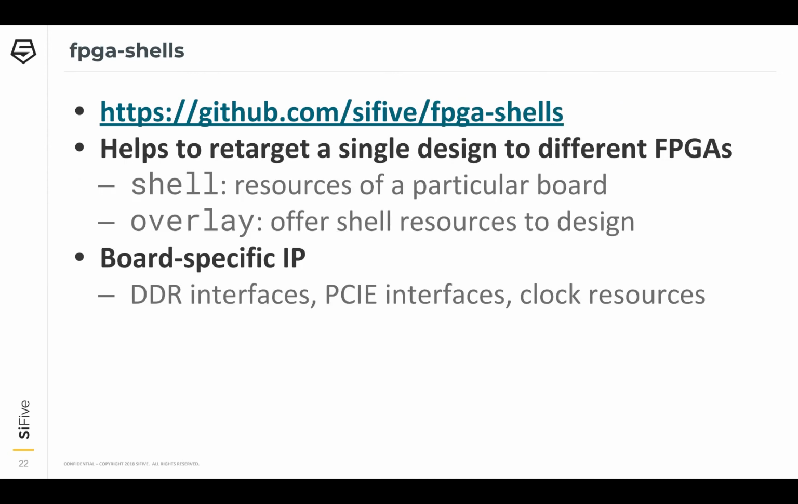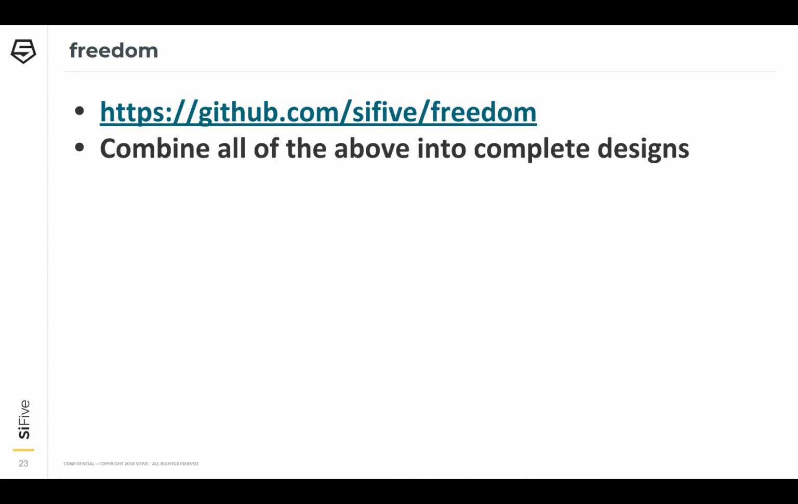The FPGA shells repo is cool for taking one of these Rocket Chip designs and mapping it to an FPGA. You can take the same design and map it to multiple FPGAs. There's a neat abstraction layer there that I don't have time to get into, and there are four or five different FPGAs you can map things to. Freedom is our mega repository where we combine all those different things into some example chips, including ones that can be mapped to FPGAs. That's a free SiFive offering.